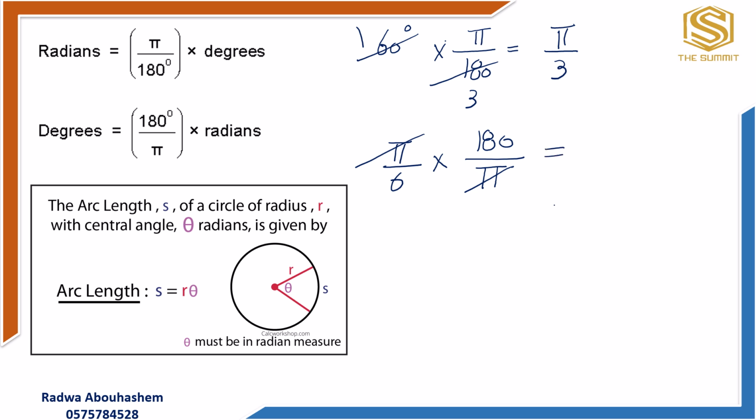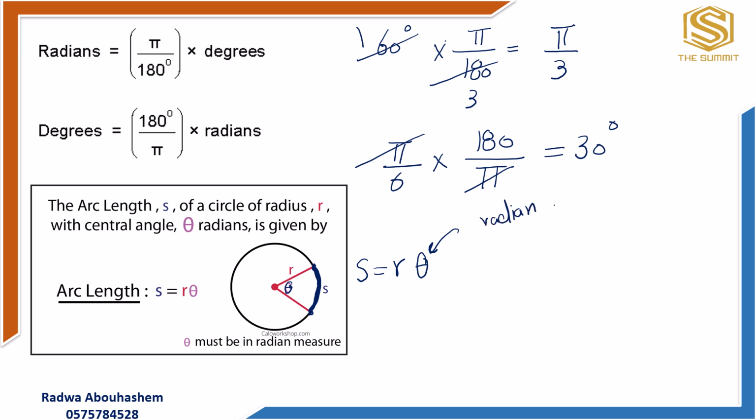Pi over 6 is 180 over 6, which gives you 30 degrees. Now, how do you know the arc length? What is the meaning of arc length? As you see here, theta represents a central angle. And if you want the length of this arc I'm marking here, it would be r times theta, and the theta here should be in radians.